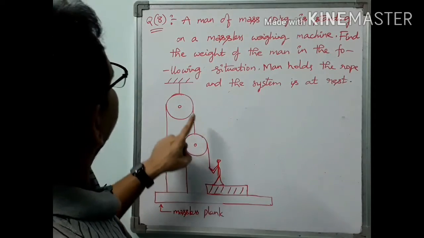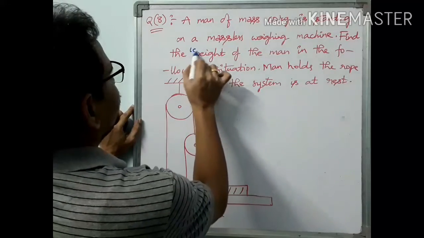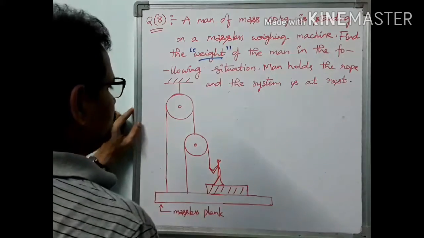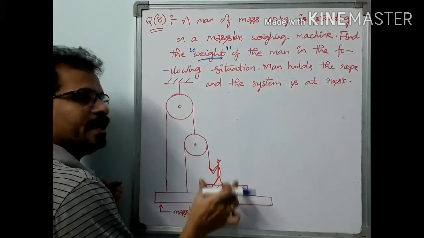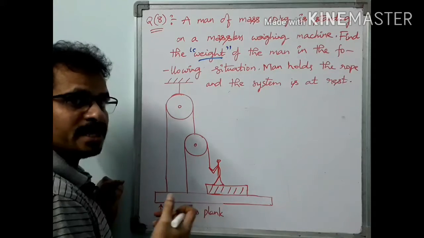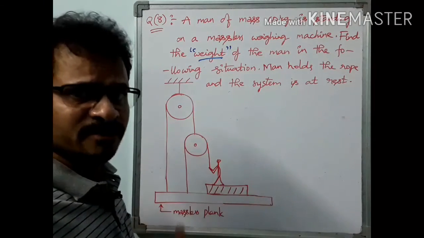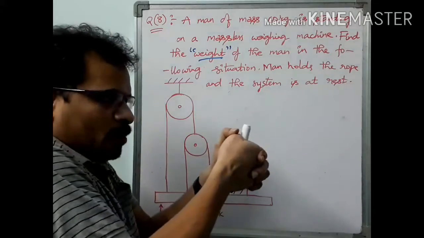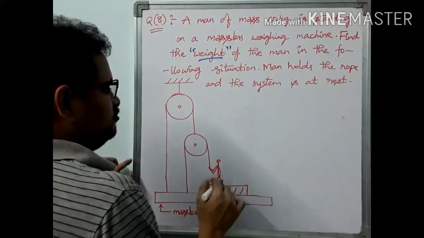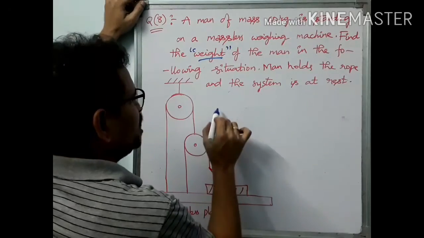Now what is being asked here? Weight of the man. What is the weight of the man? Weight means normal reaction. Normal reaction gives apparent weight. That is not true weight. In this situation, when the man is holding the rope, what will be the weight? Let us see. FBD of man.